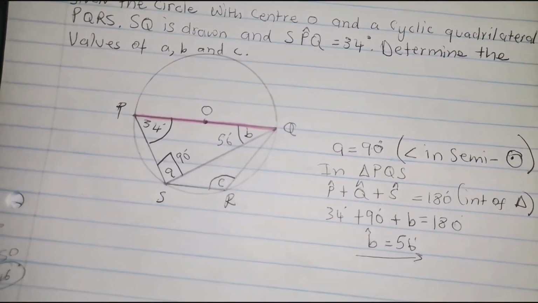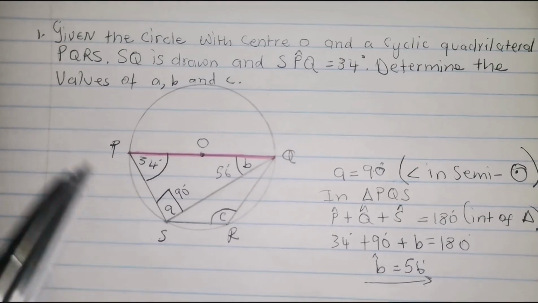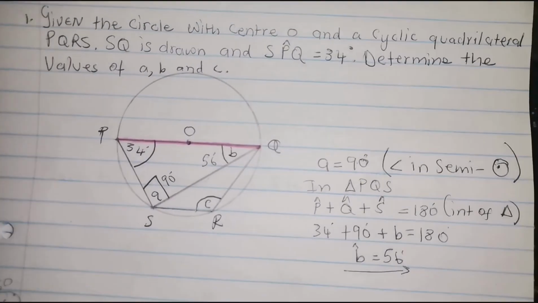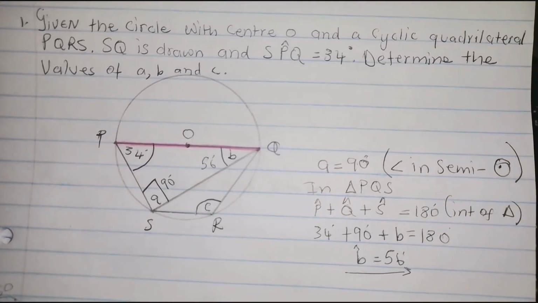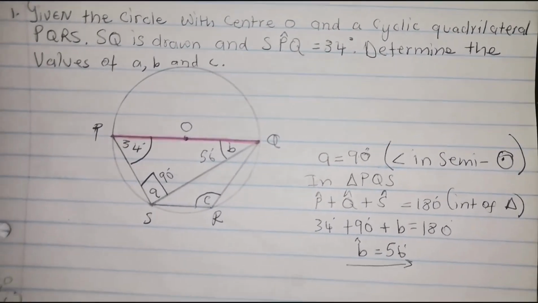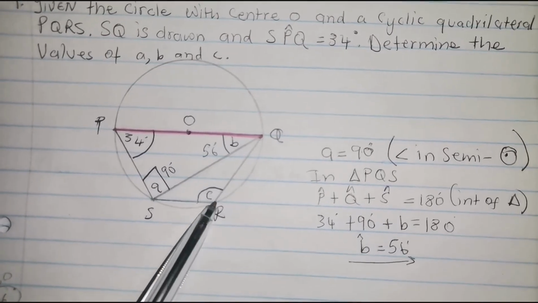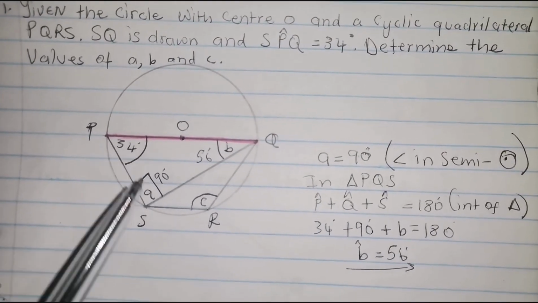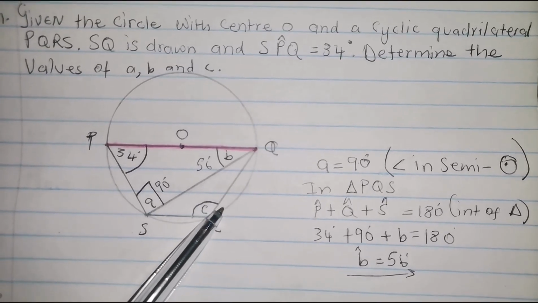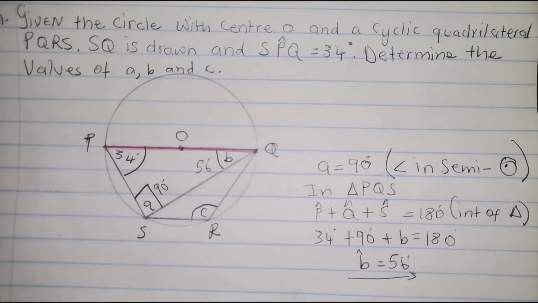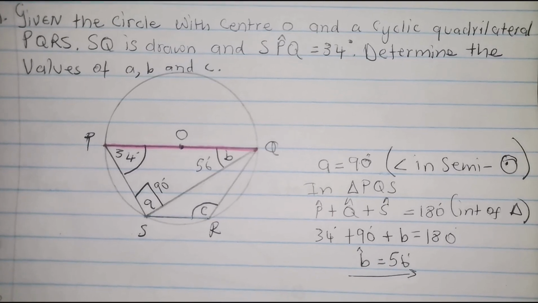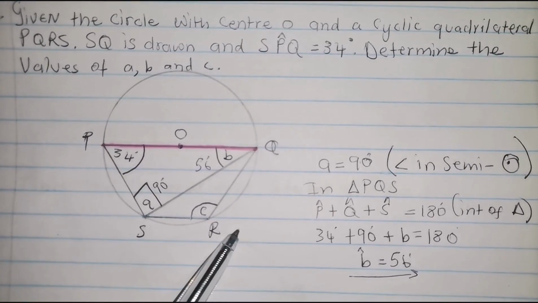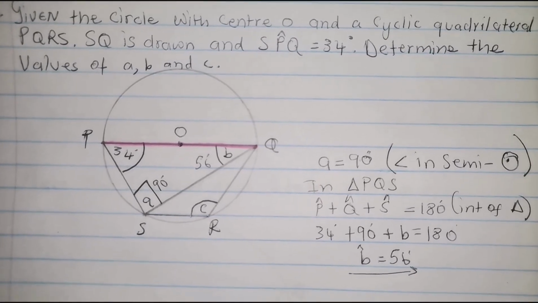So they've told you guys that PQRS is a cyclic quadrilateral. Therefore, the opposite angles, here this angle P and this angle R, they are opposite angles of a cyclic quadrilateral, and they add up to 180 degrees. If I'm not mistaken, we've just proven that opposite angles of a cyclic quadrilateral are supplementary.